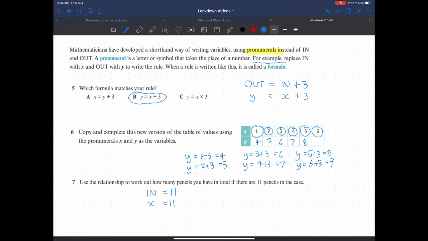We have the relationship y equals x plus 3. That is from question 5. So y, the number of pencils in total, is equal to 11, the number of pencils in the pencil case, plus 3, the number of pencils on the desk. So y is equal to 11 plus 3, 14 pencils in total.